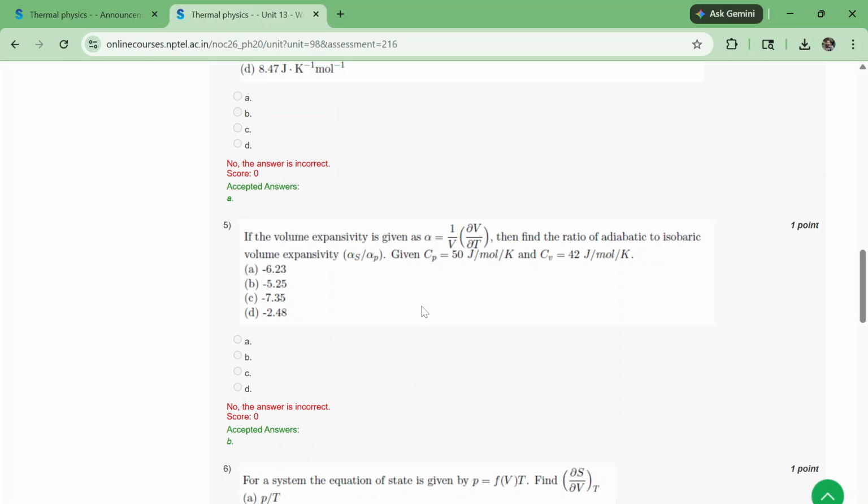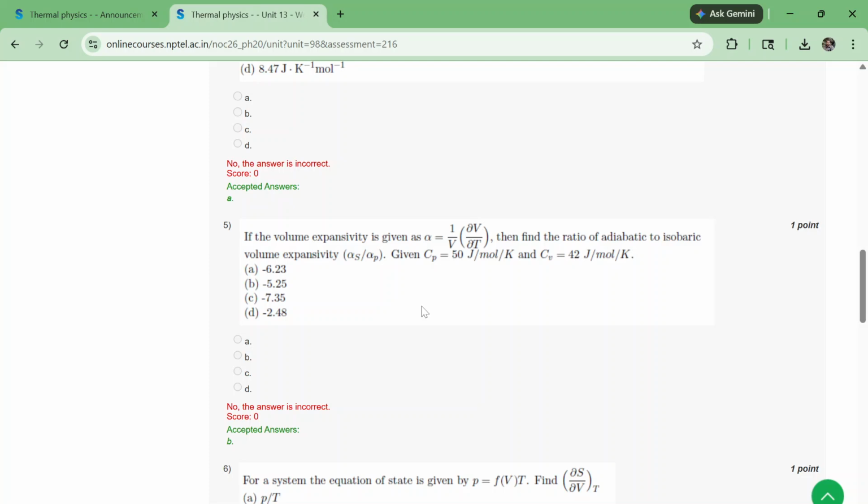The question was like that. The volume expansivity is given as alpha equal to 1 by V del V del T. Then find the ratio of adiabatic to isobaric volume expansivity, that is alpha s by alpha p, and given is Cp as 50 joule per mole per Kelvin, and Cv is 42 joule per mole per Kelvin.